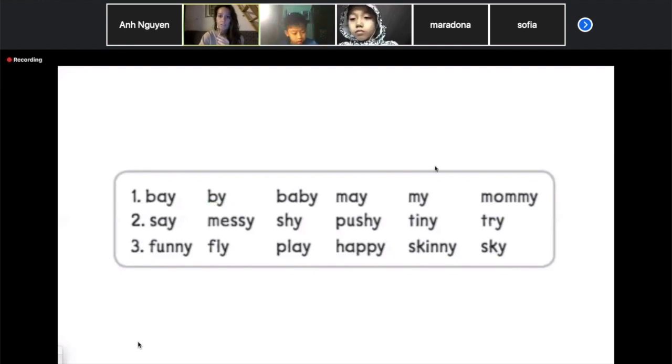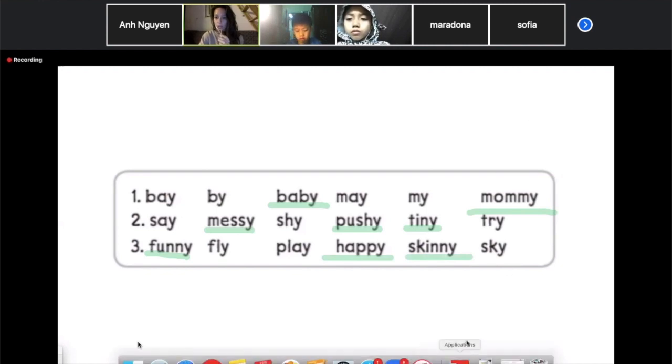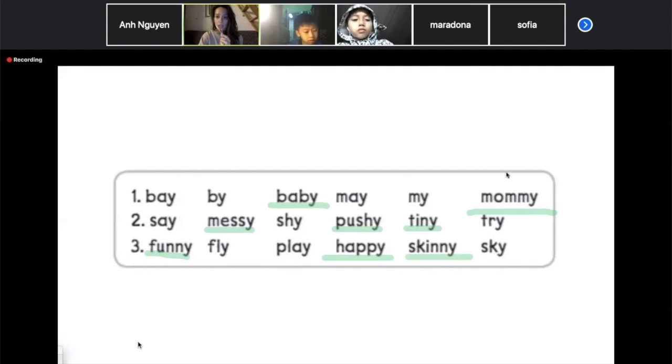So we have baby, mommy, messy, pushy, tiny, funny, happy, skinny. So those are all of the words where Y makes the long E sound.